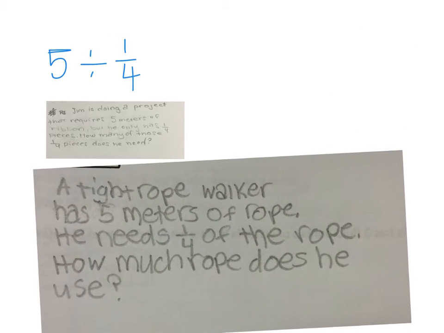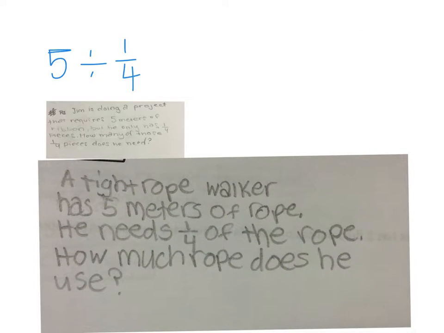A tightrope walker has 5 meters of rope. He needs 1/4 of the rope. How much of the rope does he use? What do you guys think? Does this show 5 divided by 1/4? Let's analyze this problem for a second. What's the question asking us to find with a quiet answer hand? Pretend this is a word problem you need to solve. This is a story problem after all. What's the question asking us to find?